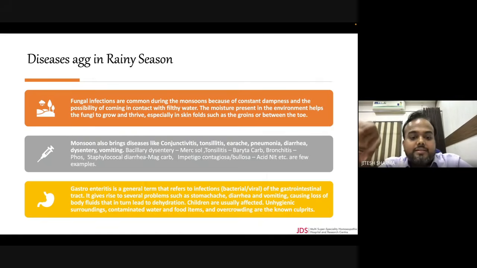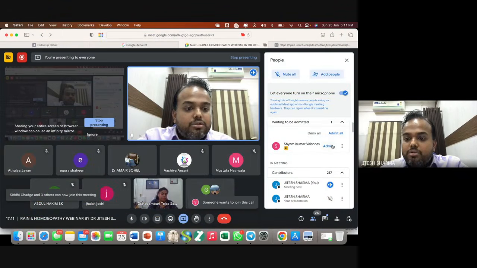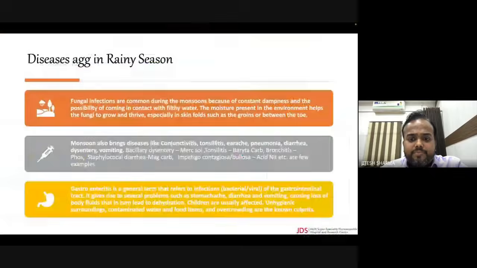Next, gastroenteritis is a general term that refers to a bacterial or viral infection of the gastrointestinal tract. People will come with acute stomach ache, diarrhea, and vomiting, and there will be vital loss of fluids, and at last they dehydrate. Children are mostly affected, due to unhygienic surroundings, contaminated water, food items, and overcrowding. That also is the culprit.